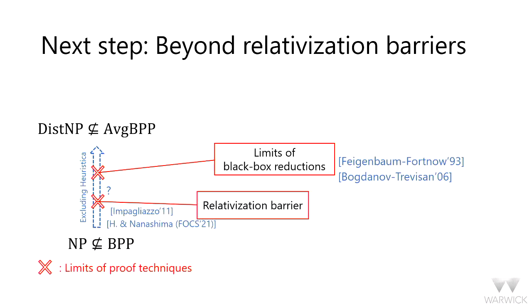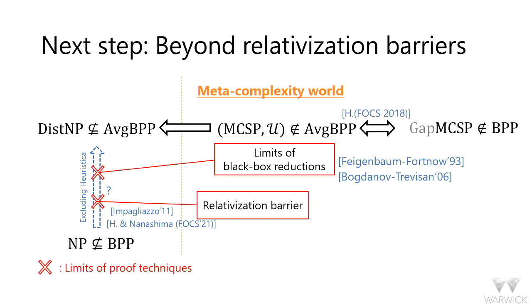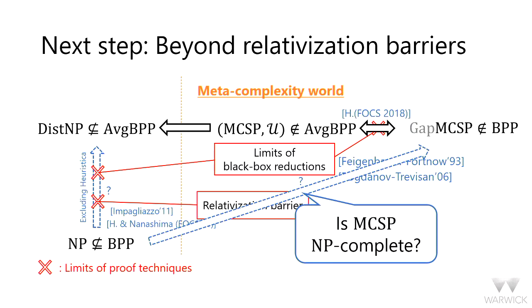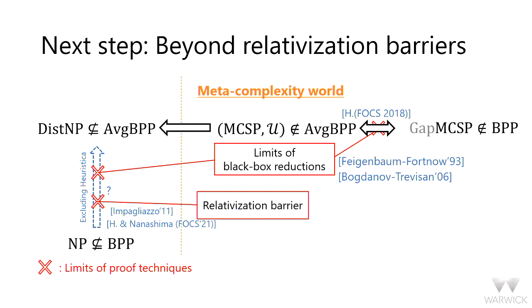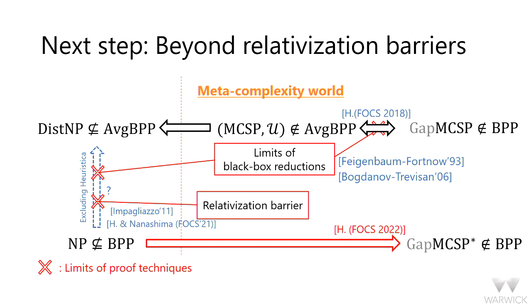Remember that we have two important barriers, black box reductions and the relativizing barrier. And for the black box reductions barrier, we can go beyond by using worst case to average case reduction for MCSP. And the natural way to go beyond is to show NP completeness of MCSP, which is a major open question in the area.